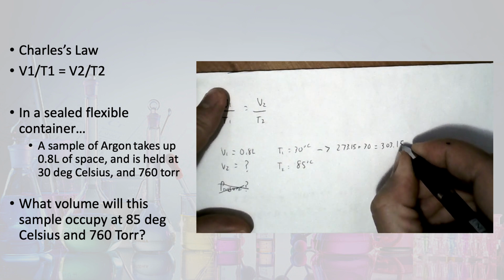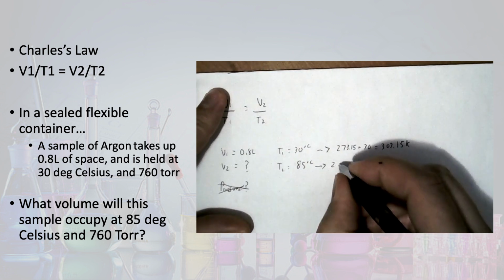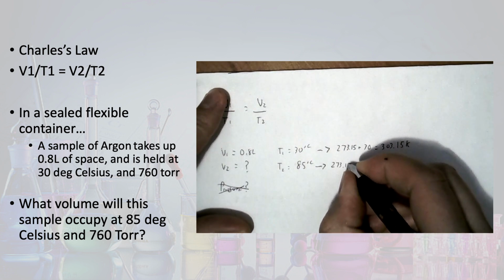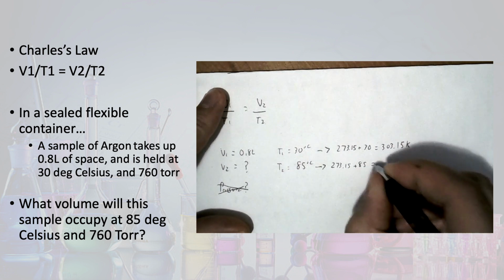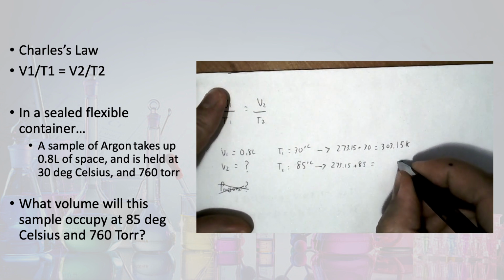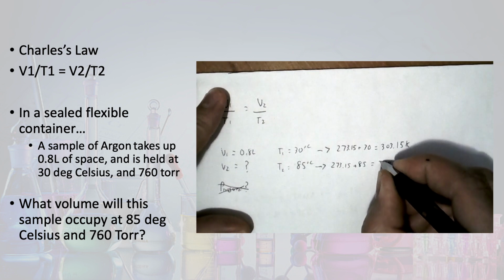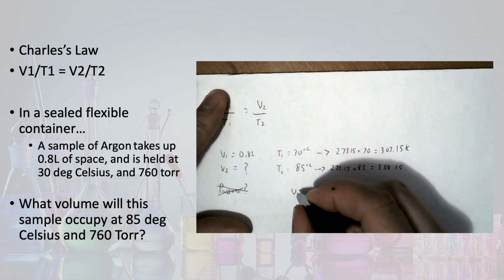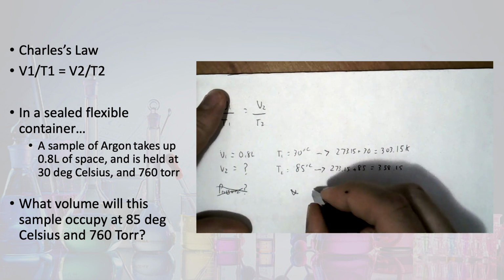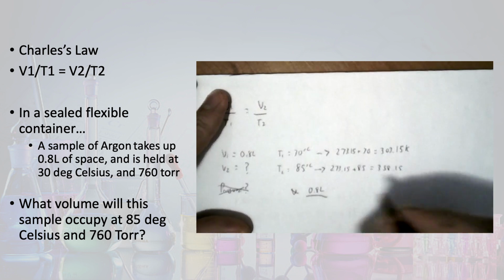So the first thing we need to do is identify our variables. V1 is 0.8 liters, T1 is 30 degrees Celsius, and remember, for using these common gas laws, you have to convert Celsius to Kelvin by adding 273.15, so T1 is actually 303.15 Kelvin. Our V2 is unknown, and our T2 is 85 degrees Celsius. Remember, you have to convert that to Kelvin. If we do that, we get 358.15 Kelvin.